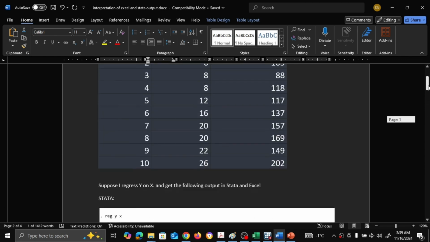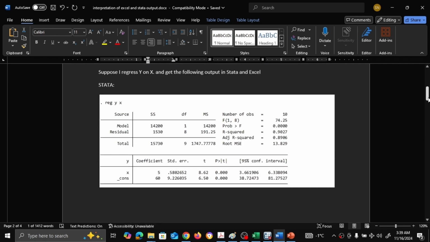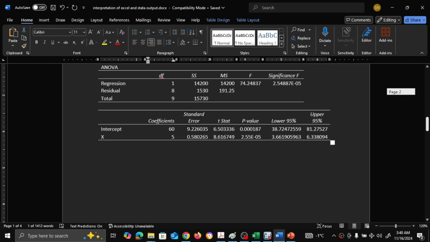And let's go back to the STATA output. And if we can see it, again, this 191, yes, this is the root mean square, they call it here, but this is just your S, the square root of this. So the square root of 191.25 should be exactly the 13.829. Okay, if you do this, you should get it.